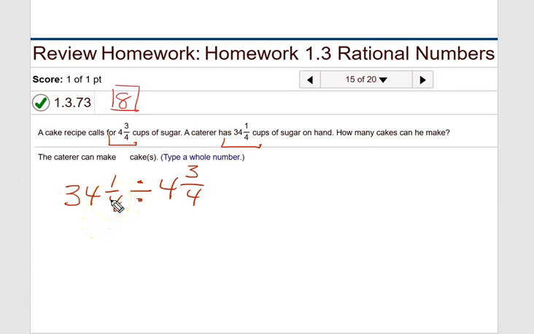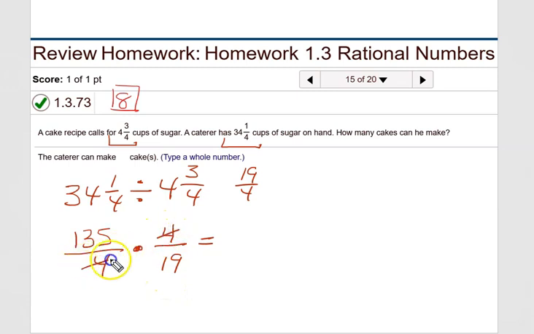So 4 times 34 is 136, and add 1 is 135/4. Now I'm going to change this to multiplication, and I get 4 times 4 is 16, plus 3 is 19/4, but I have to use the reciprocal now. So that is 4/19. All right, take a moment, see what you get.